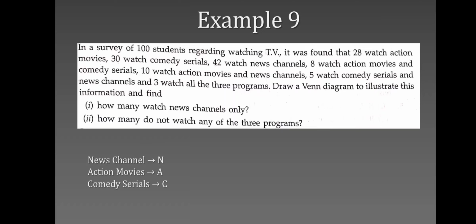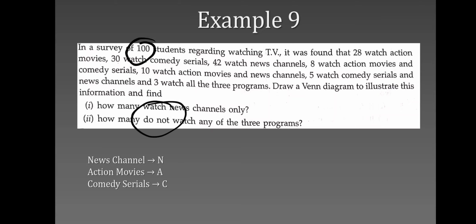How many do not watch? This "do not watch" is given. So the "do not watch" means there are certain students who are not inside the union. Because if somebody is not watching, that means what? They are not inside the sets, they are outside the set. So therefore, this 100 represents the universal set but not the union.